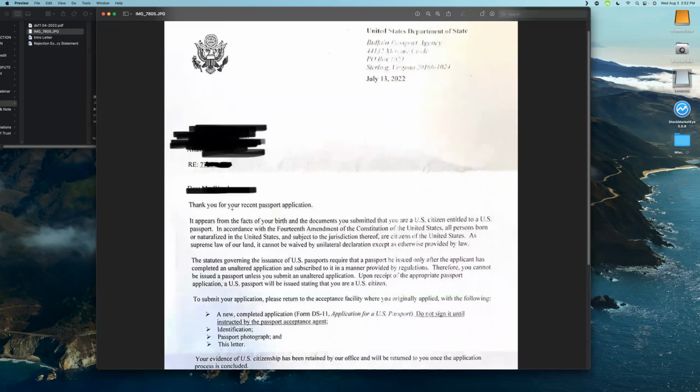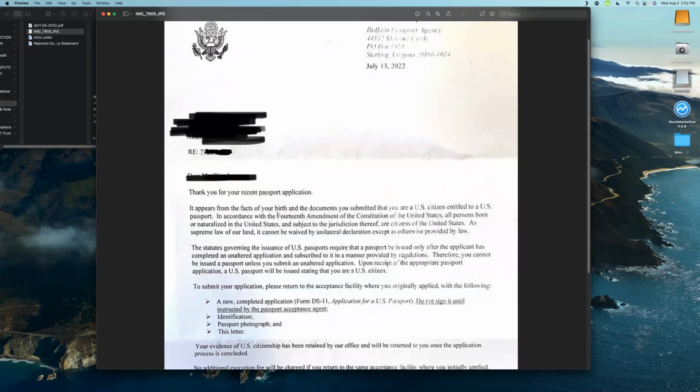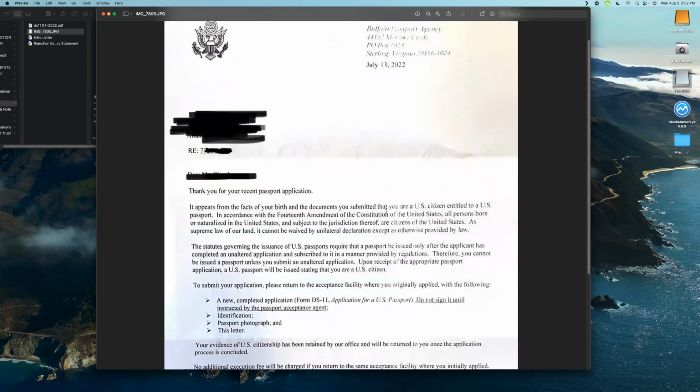So it says, "Thank you for your recent passport application. It appears from the facts of your birth and the documents you submitted that you are a U.S. citizen entitled to a U.S. passport." They are saying his U.S. citizenship entitles him to a U.S. passport, according to his birth and the other documents he submitted. Now, this is an invalid statement. He is entitled to something else, and I will show you what that is.